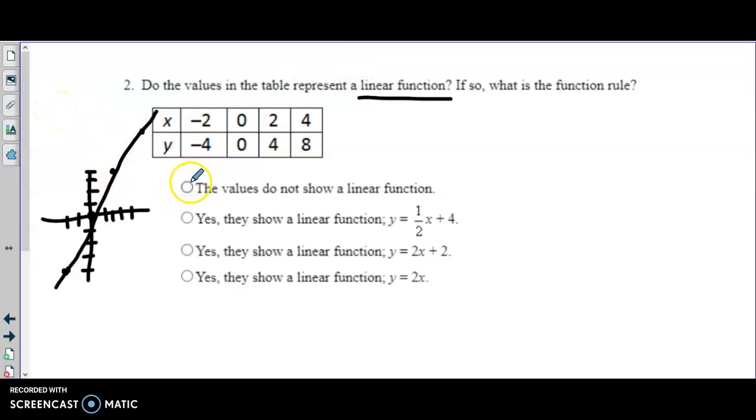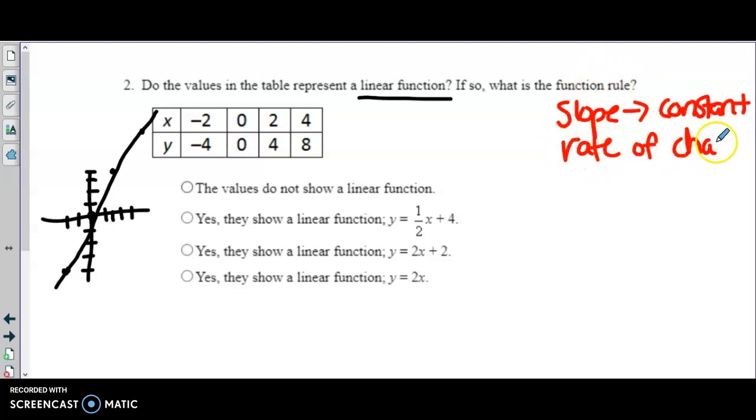That's one way you could tell if it's a linear function. The other way that you could tell if it's a straight line is to see if it has a constant rate of change or a slope. Remember, the definition of slope is constant rate of change. It has to have the same rate of change the entire time for it to be linear. If you saw a t-table that was adding 2 and then adding 3 and then adding 4, that would not have a constant rate of change. Remember, the word constant means it's always the same.